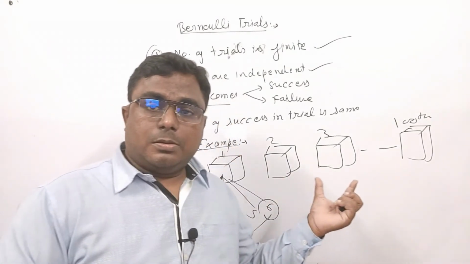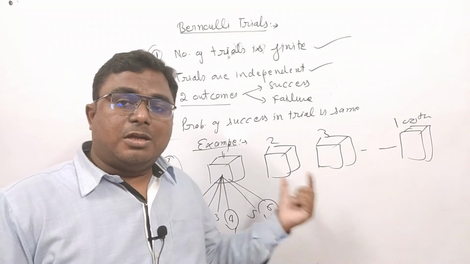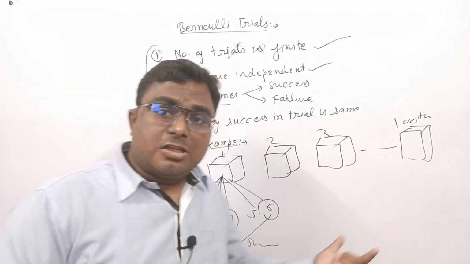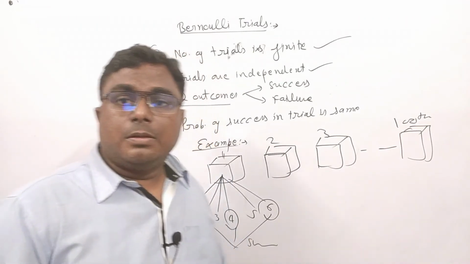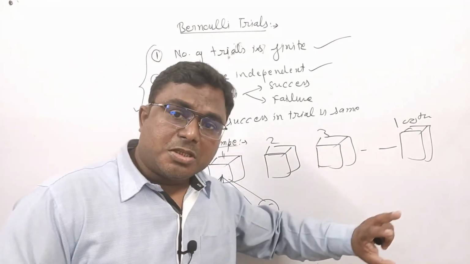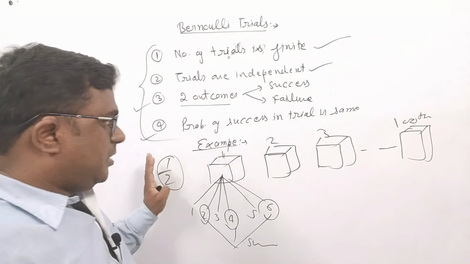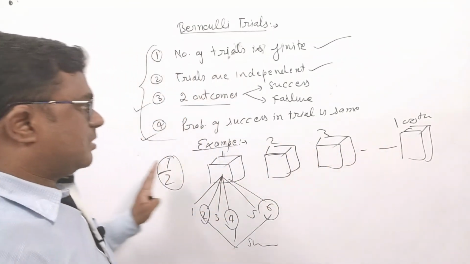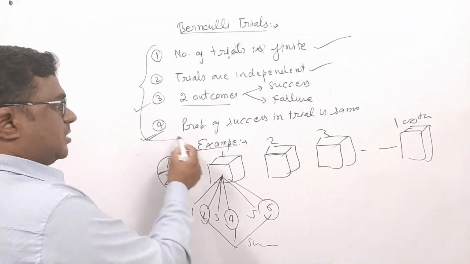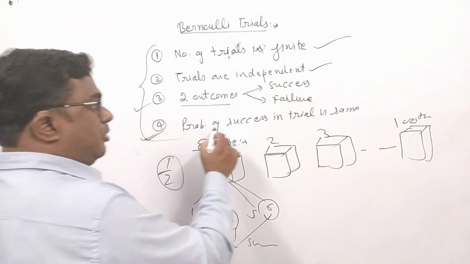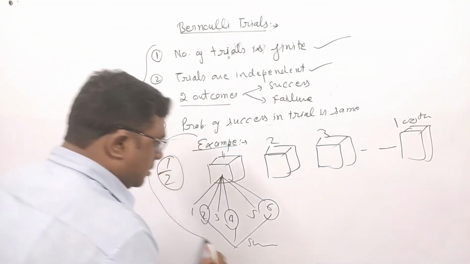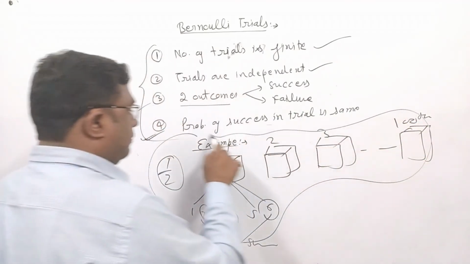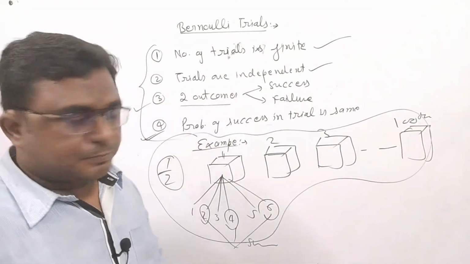And you are throwing the die a second time under identical conditions. That's why the probability of success will also be the same, 1 by 2. In the third trial, the probability of success will be again 1 by 2. So in each trial, the probability of success is the same. So the fourth condition is satisfied, which says the probability of success in each trial is the same. So that's why this is an example of Bernoulli trials.